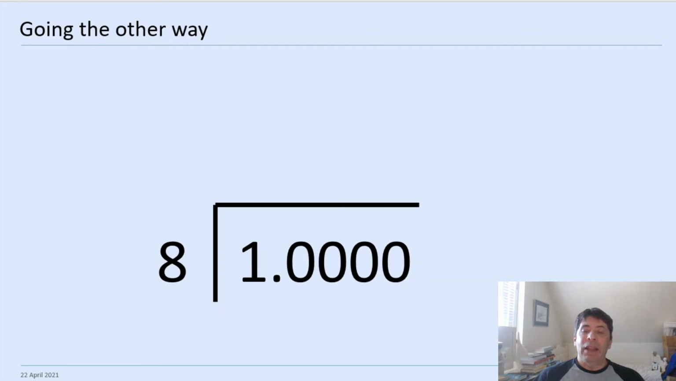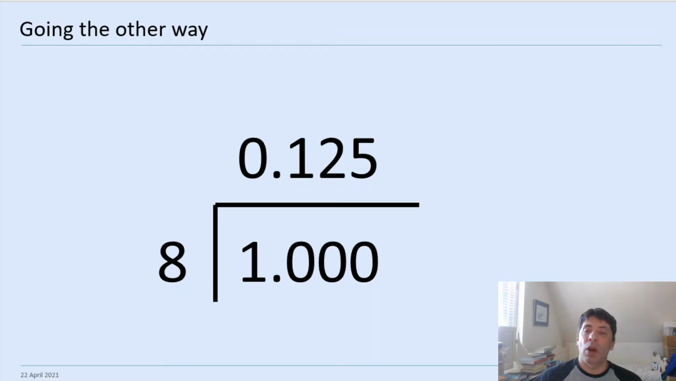An eighth is a bit less fiddly, so 8 into 1, no times, carry the 1. 8 into 10 goes once, carry the 2. 8 into 20 goes twice, carry the 4. 8 into 40 goes 5 times, so 1/8 equals 0.125.